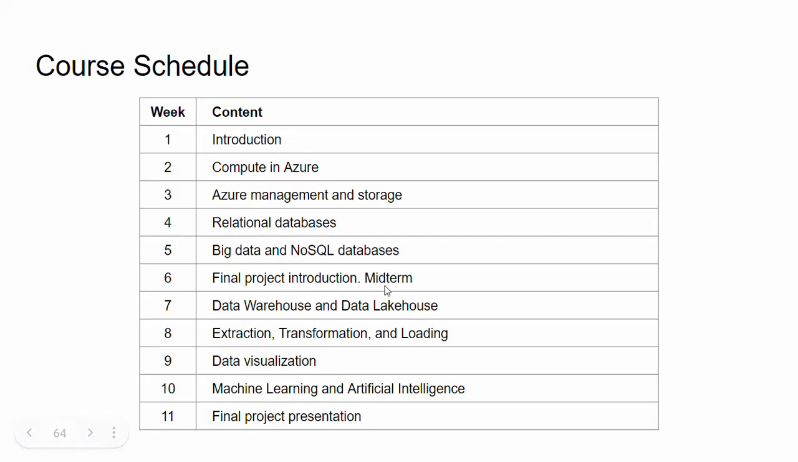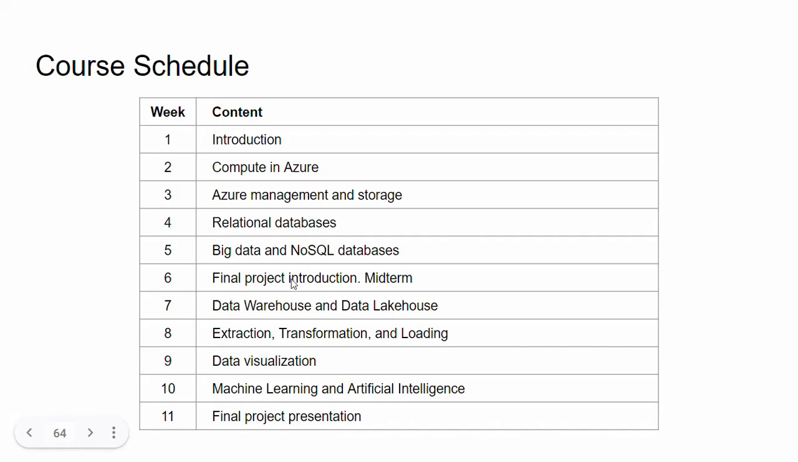Starting at week 6, we will have a midterm and we will introduce the final project. In the next few weeks, we will talk about different aspects of an Azure data engineering platform. For each one, we will have one step moving forward for the final project. So the first half talks about general Azure compute and storage. The second half talks about data specific services. And finally, at week 11, we have the final project presentation.